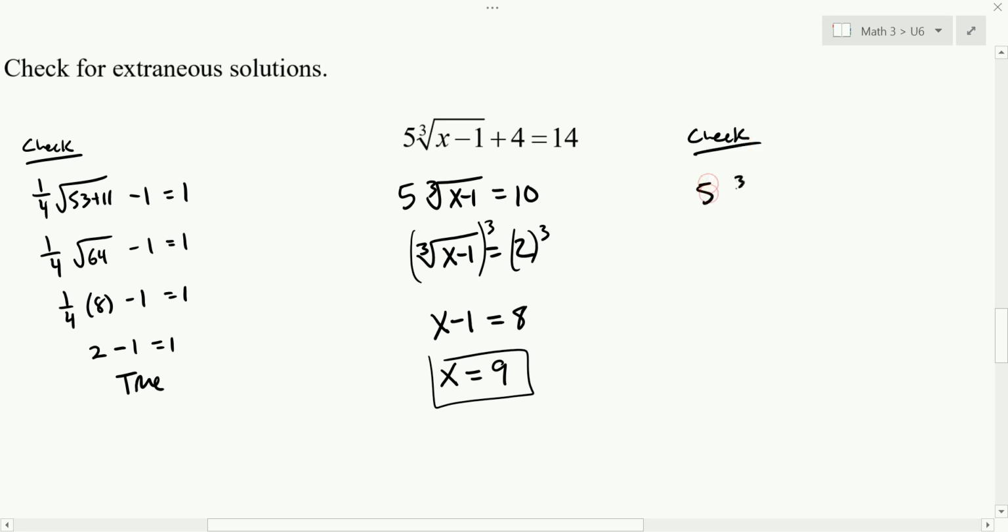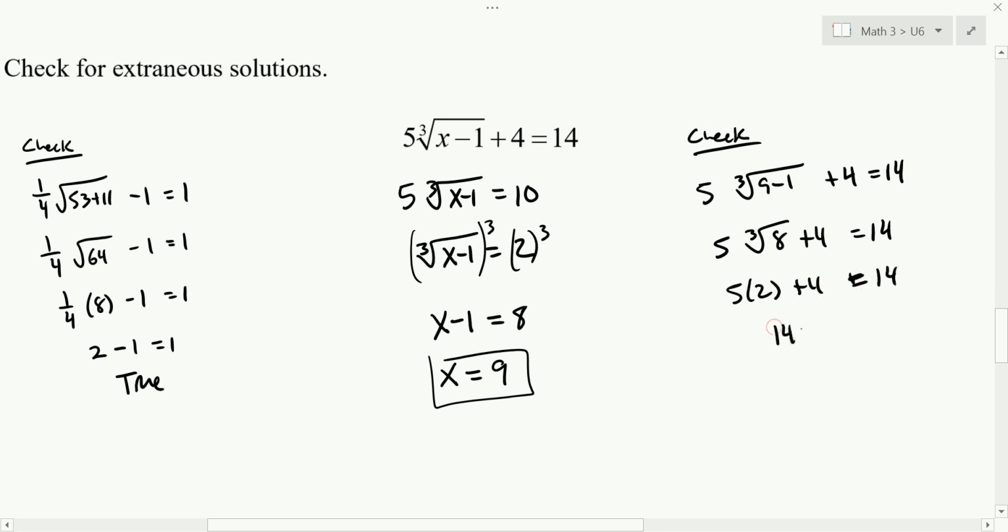So 5 times the cube root of 9 minus 1 plus 4, is that really 14? And it is. We get 14 equals 14, which is true, so we keep our x equals 9.